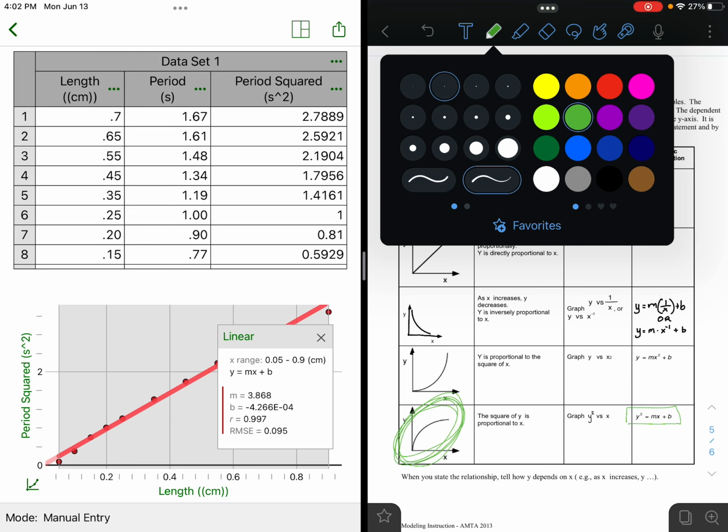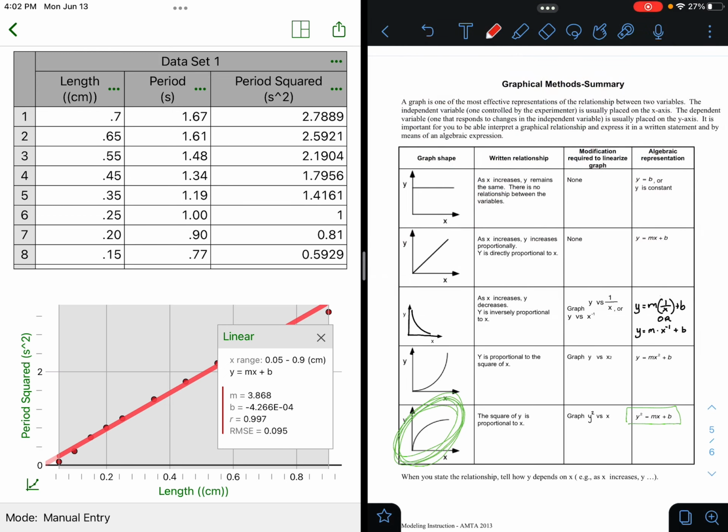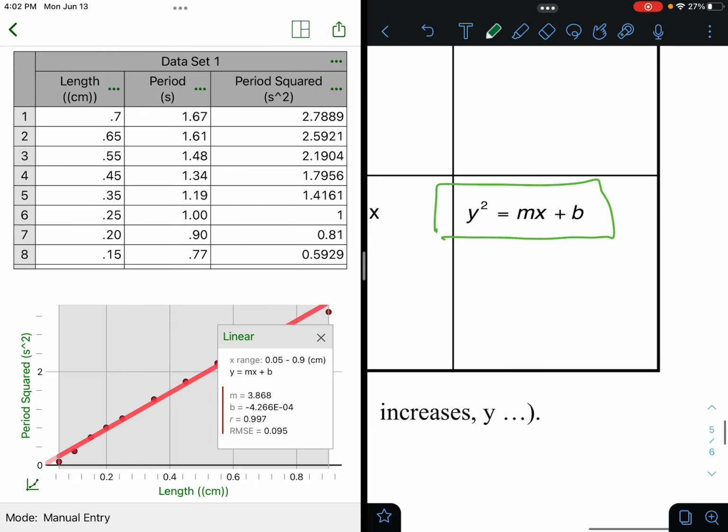So I'm going to go over and use these numbers to update this equation, which becomes my mathematical model. So first things first, y is now my period squared, okay, and it is going to be equal to my m value from that box, 3.868. This is a number, so I need my unit.